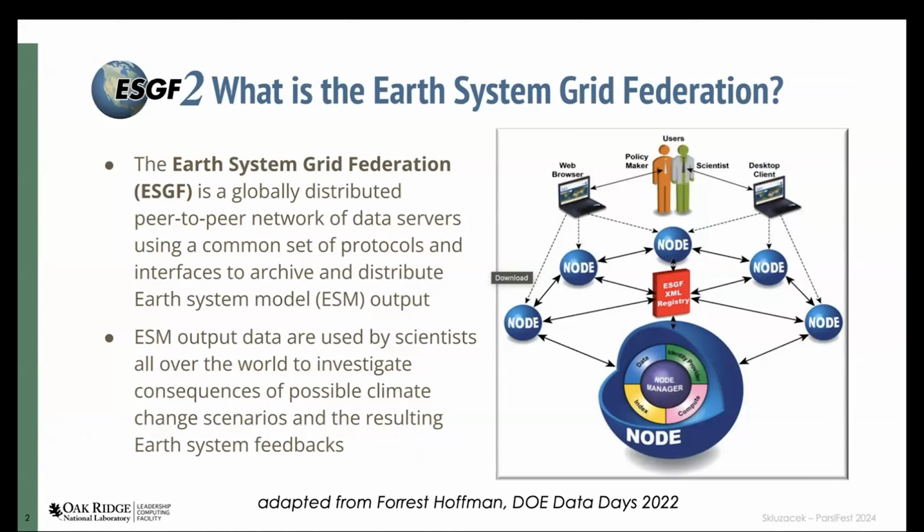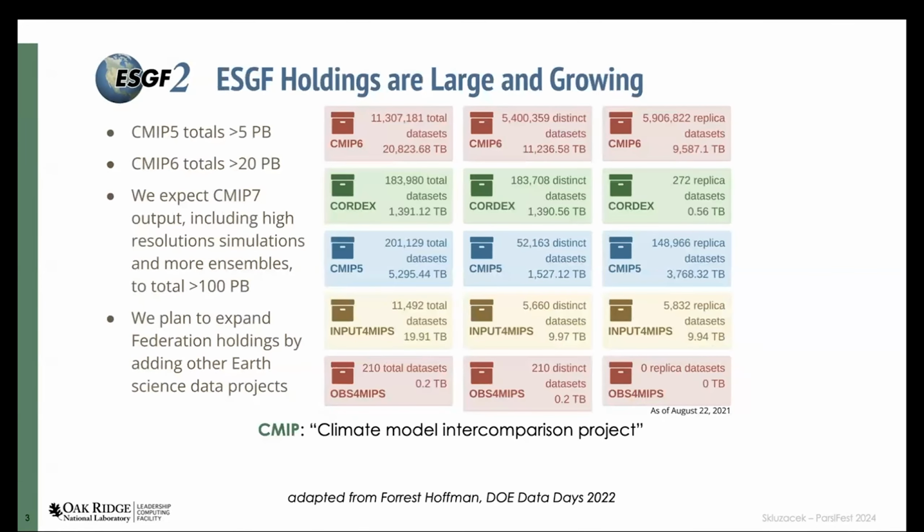It's used by scientists all over the world to investigate the consequences of climate change scenarios or system feedback, and it's used in a whole multitude of things. It's enormous. CMIP5, the Climate Model Intercomparison Project data set, was 5 petabytes. We're on CMIP6, which is 20 petabytes, and CMIP7 is over 100 petabytes. So it's growing and growing and growing. Massive and tough to do science over.